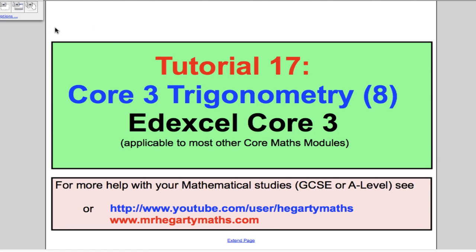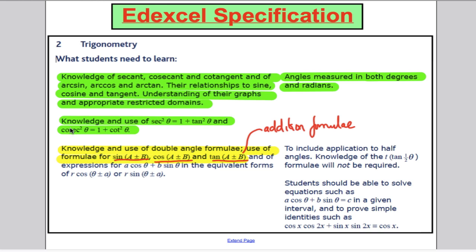Welcome to tutorial 17, which is the 8th tutorial we've had on Core 3 Trigonometry. Let's take a look at the syllabus. Edexcel says we need to know the following. We've covered everything in green, and in the last tutorial we talked about the addition formulae: sine A plus or minus B, cos A plus or minus B, and tan A plus or minus B. Now we're going to focus in on the thing that these addition formulae lead to, and they're the double angle formulae. So I'm going to introduce you to that today.